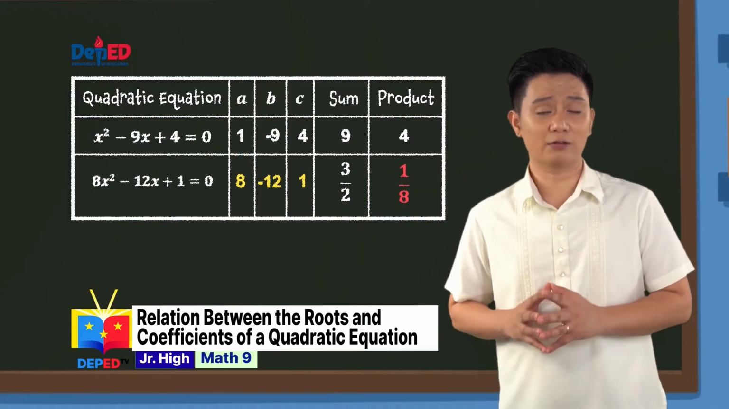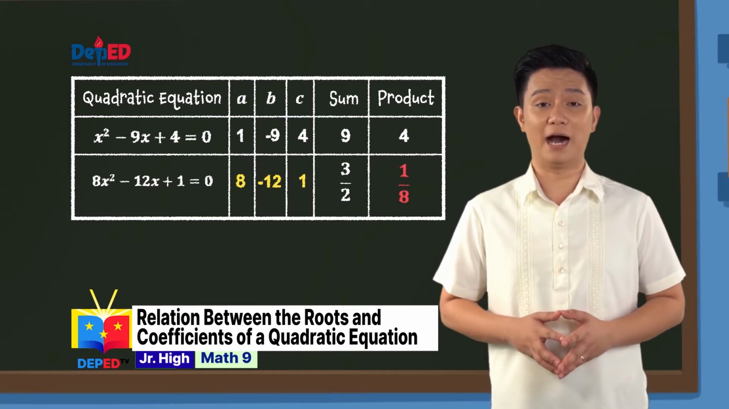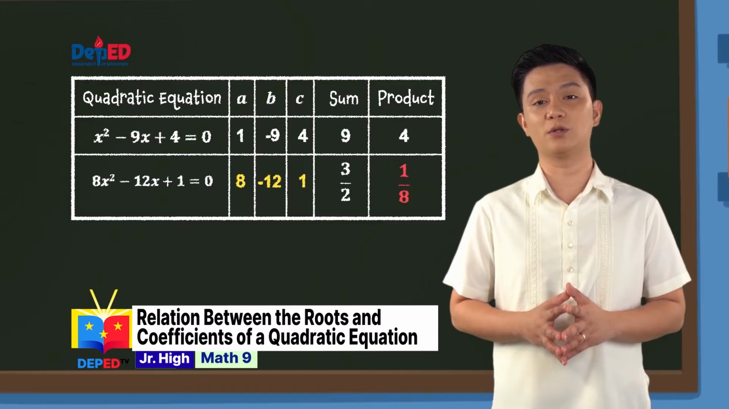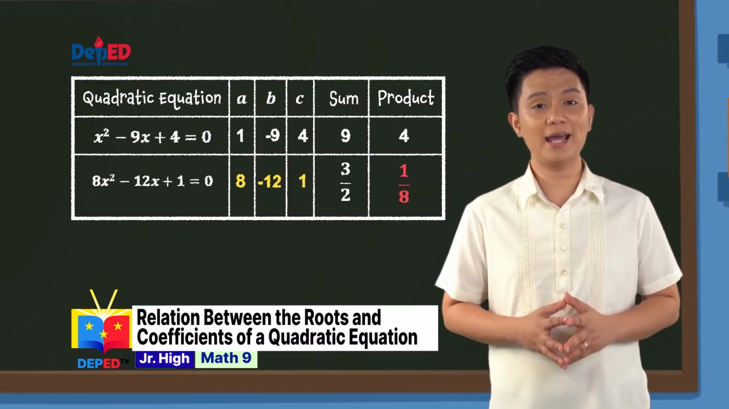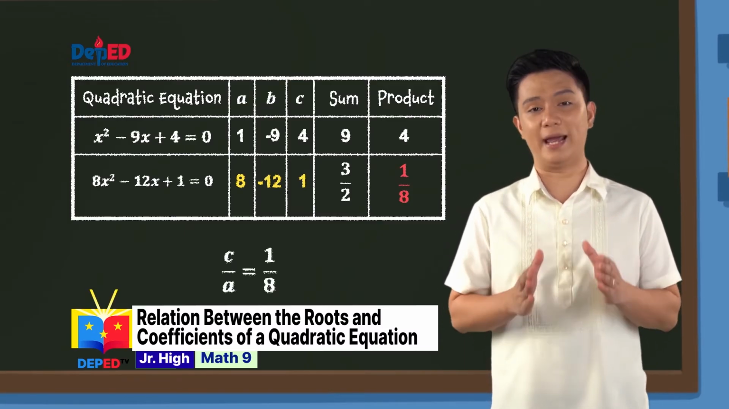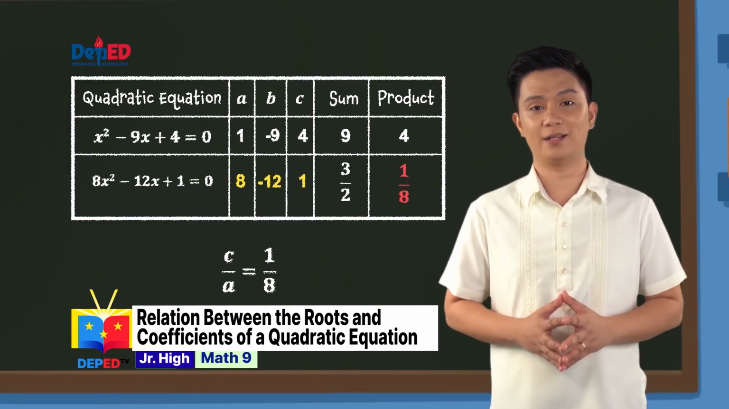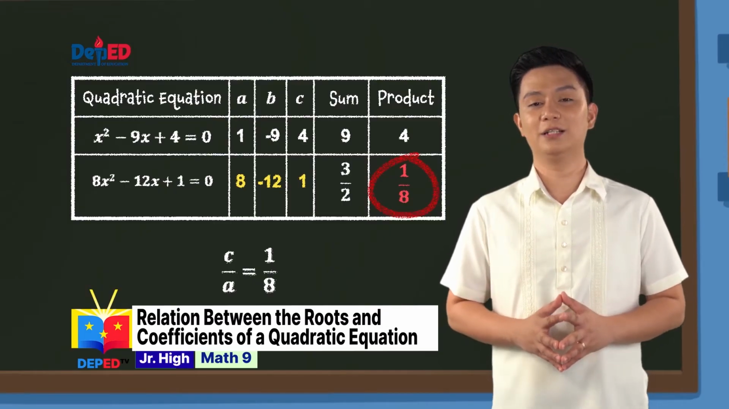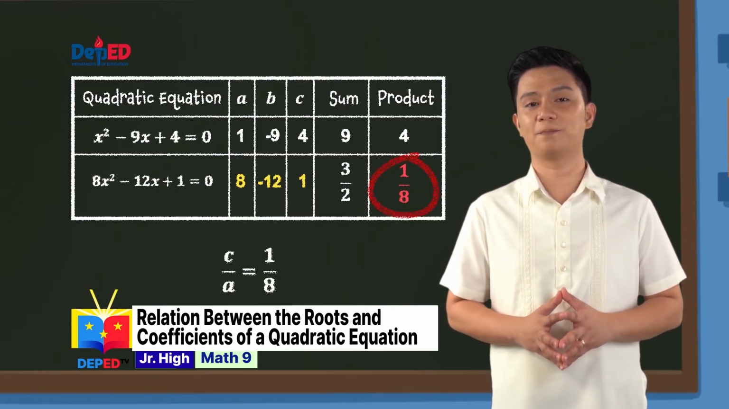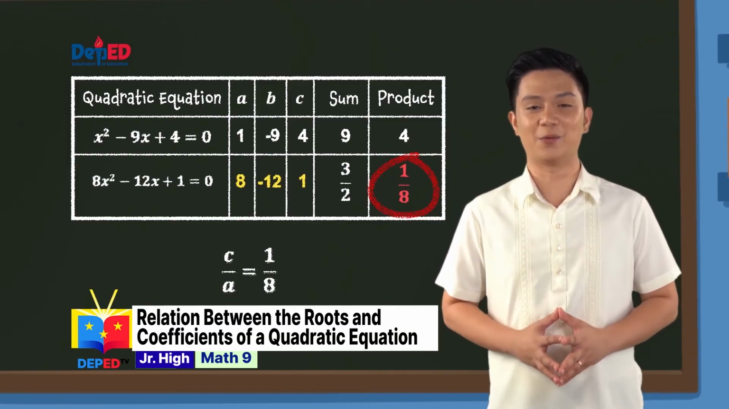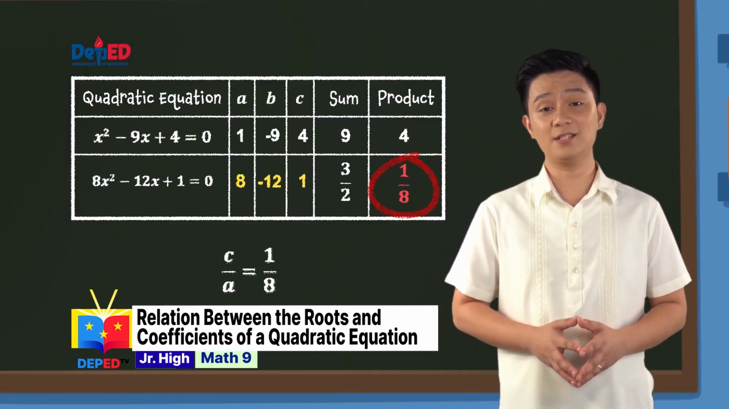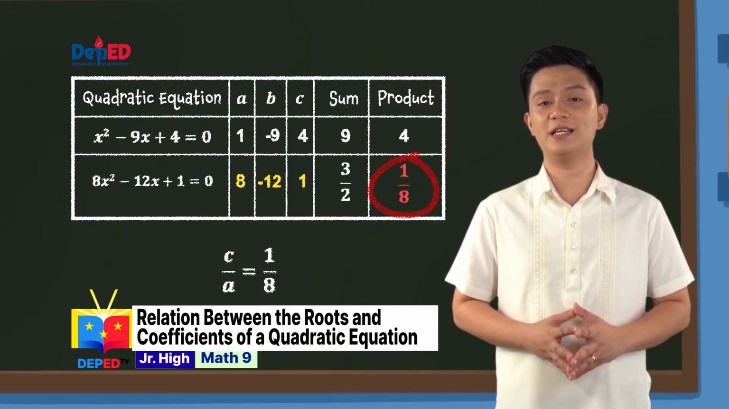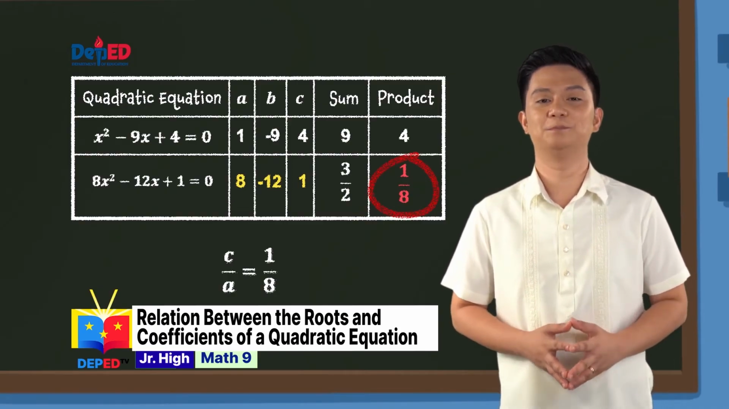Now, what about on the second one? The value of c in the equation 8x squared minus 12x plus 1 equals 0 is 1, while a is 8. So c over a must be equal to 1 over 8, which is equal to the fraction 1/8. And this result is equal to the product of the roots of the equation. So it also applies to the second equation. Hence, the product of the roots can easily be obtained by dividing the value of c by that of a.